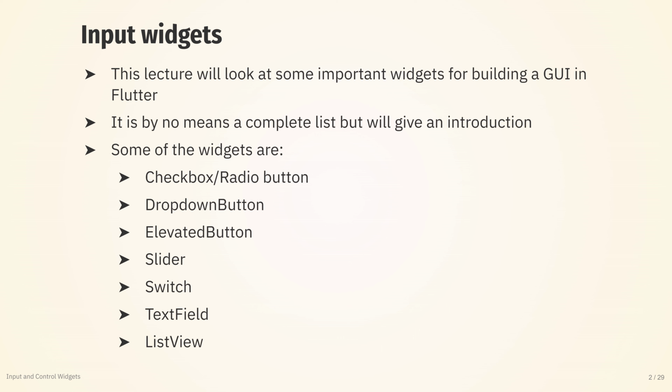We'll have a look at some widgets like the checkbox and radio button, drop down, elevated, slider, switch, text field, list view, and so on. This is a subset of all the different available widgets for input, but it is in a way a good selection, I would say. Because when you know these, you could probably move on and understand any of the others. And there are plenty of them. Please have a look at the official documentation.